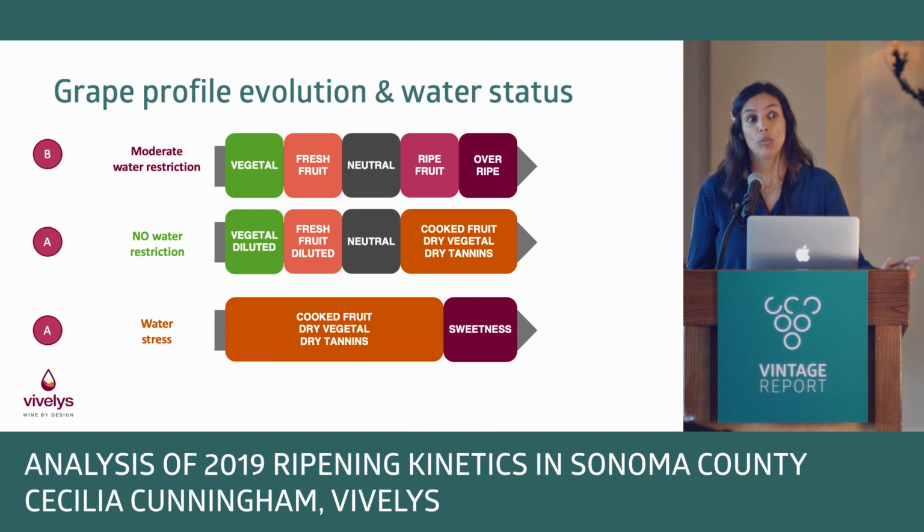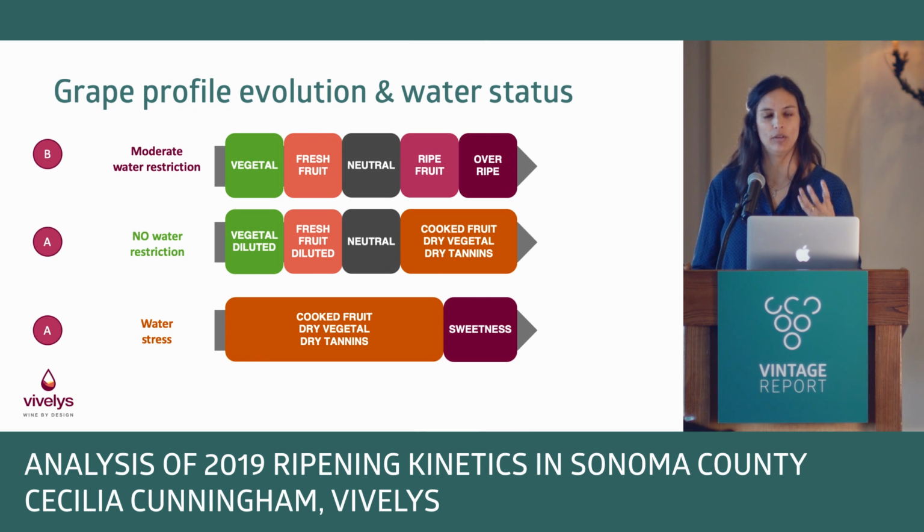When we have a situation like block A, where we didn't reach that minimum quality that we're looking for, that minimum amount of sugar that we need, we may have two case scenarios. One with no water restriction, or early water restriction, and another one with water stress. When we don't have a restriction, the aromatic evolution is going to be different. We're going to go from veggie to fresh fruit, but still kind of diluted on the palate, so not too concentrated, to neutral, and later on degraded fruit. It's what we call dry veggie, dry tannins, material that is a little harder to work with.